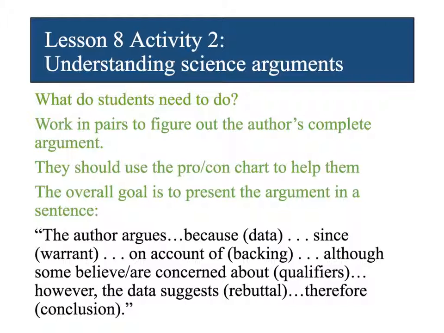So students will use the pro-con chart, think about the argument, work in pairs to figure out the complete argument, and then present the argument in a sentence. Using this particular sentence pulls together all the different pieces that they just learned so they can succinctly say what the author is trying to argue in this particular piece.